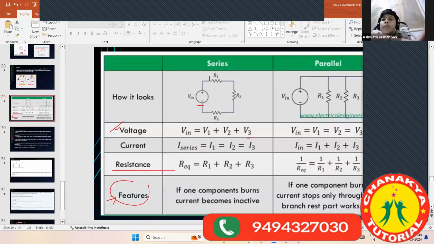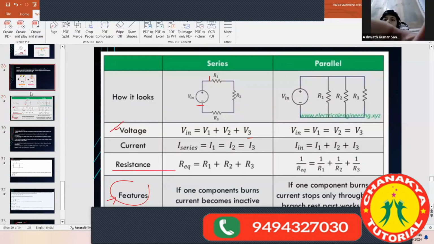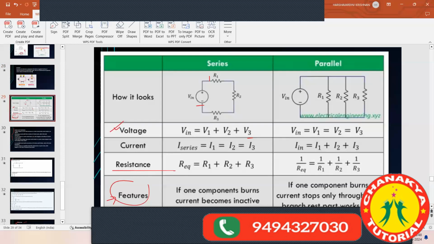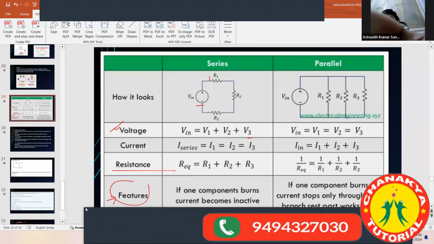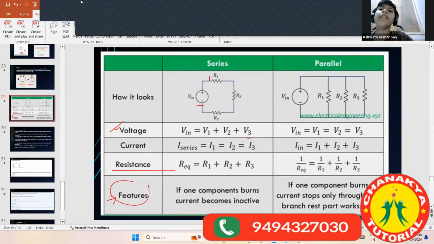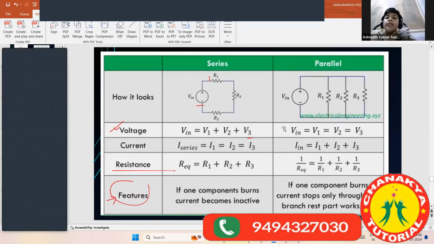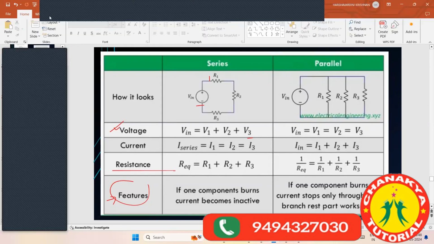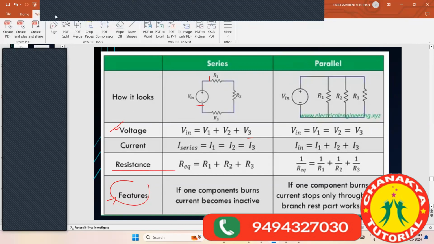Ma'am, I have some confusion between series and parallel circuits. What is the confusion? How should I write it? I am not getting how to represent them. The differences, see, that's very important to know actually.